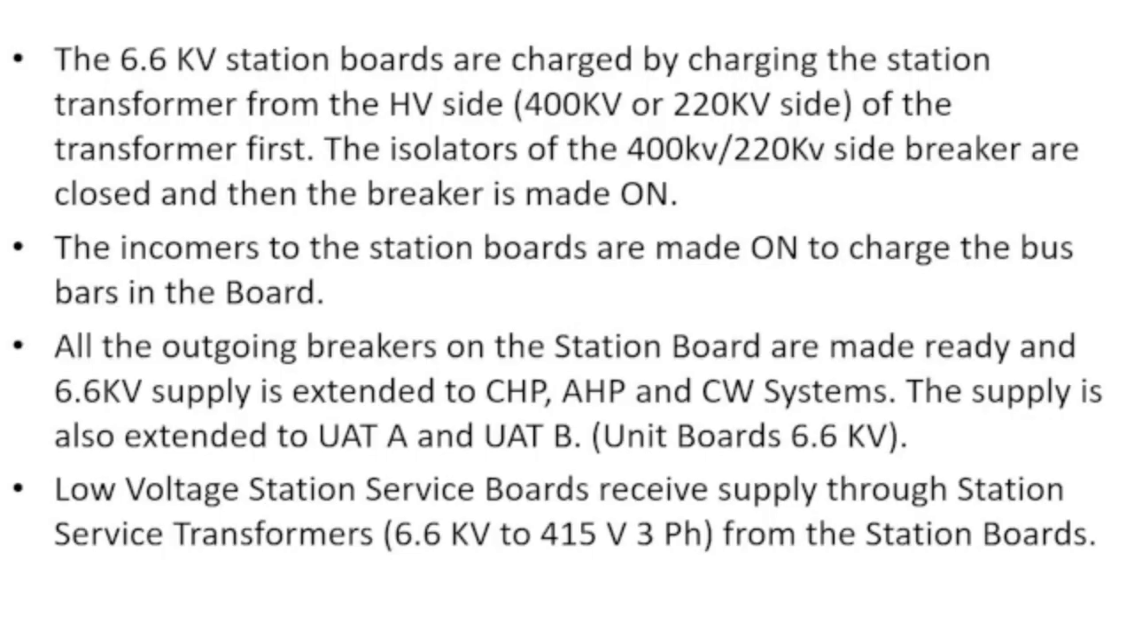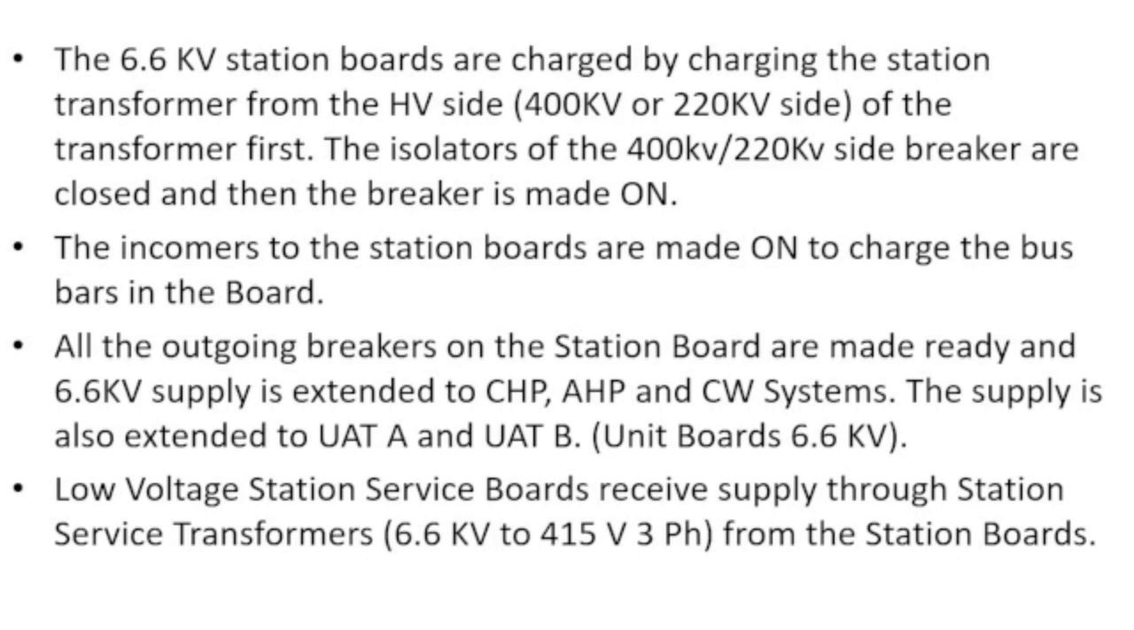The 6.6 kV station boards are charged by charging the station transformers from the high voltage side, 400 kV or 220 kV, whichever is the voltage of the transformers, first. The isolators of the 400 kV or 220 kV side breaker are closed and then the breaker is made on. The incomers of the station boards are made on to charge the bus bars in the board. All the outgoing breakers on the station board are made ready and 6.6 kV supply is extended to the CHP, AHP and cooling water systems.